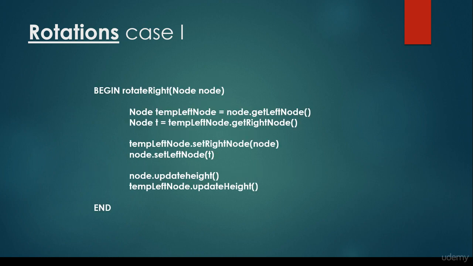Okay, so what about the source code? Basically, this rotate right is quite easy to implement. We just have to update the references. We create a temporary left node, so we get the root node basically as a parameter, this node. We get the left node and we store it in a temporary left node variable. We get another node, the so-called T. It is the temp left node's getRightNode.